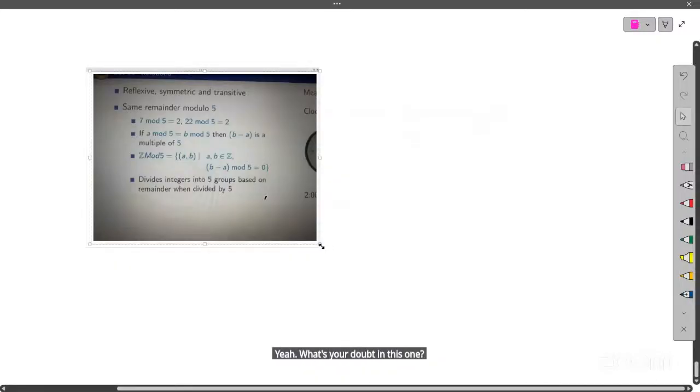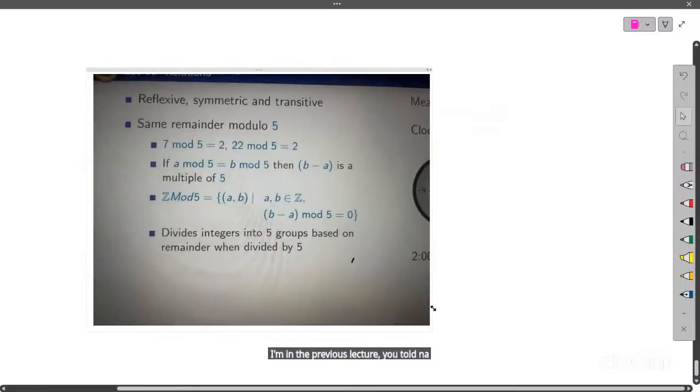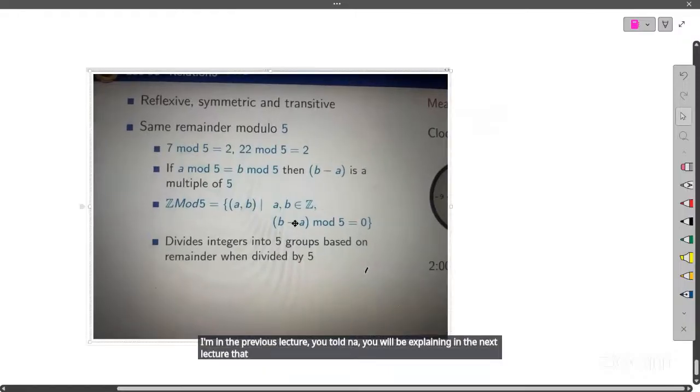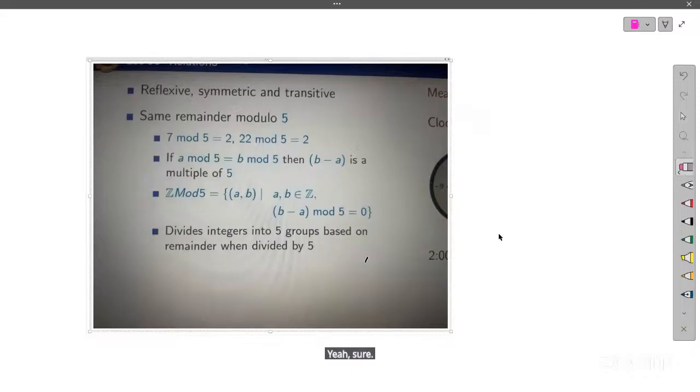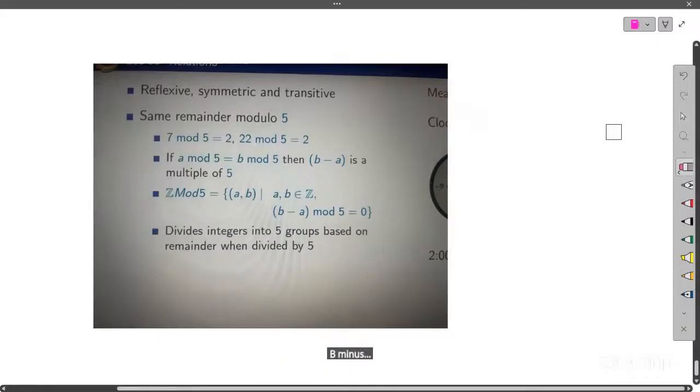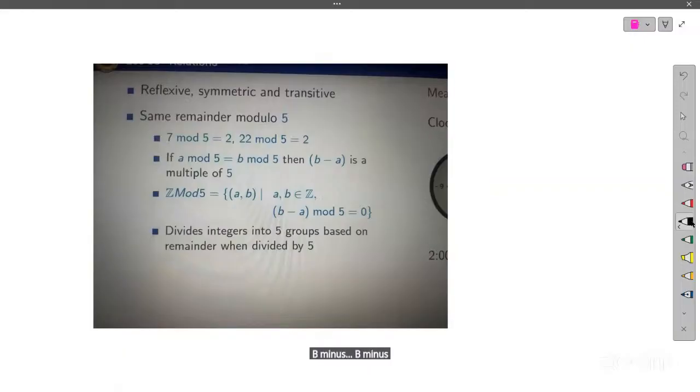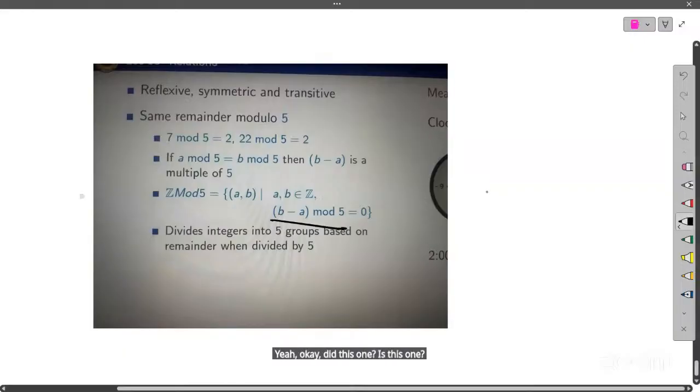Ma'am, in the previous lecture, you told now you will be explaining in the next lecture why b minus a will be multiple of 5. I asked it in the previous lecture. B minus A. Yeah, okay. This one? Yes. So see, B minus A will see if what is modulus.